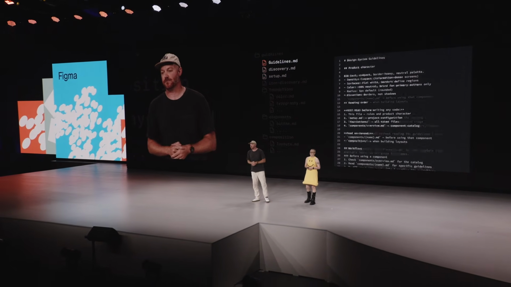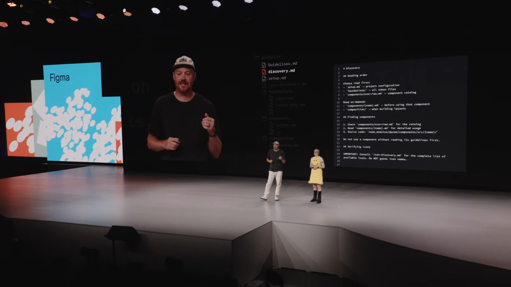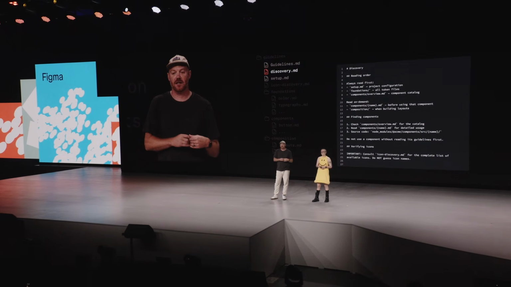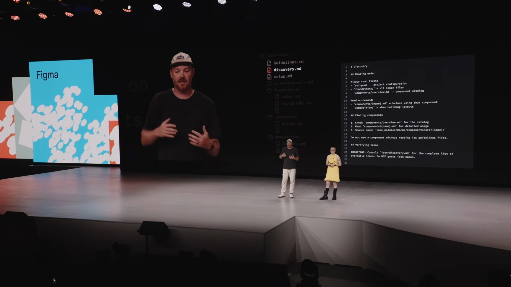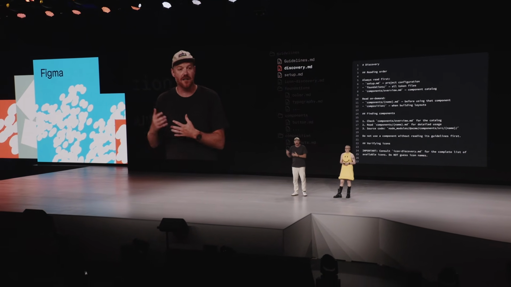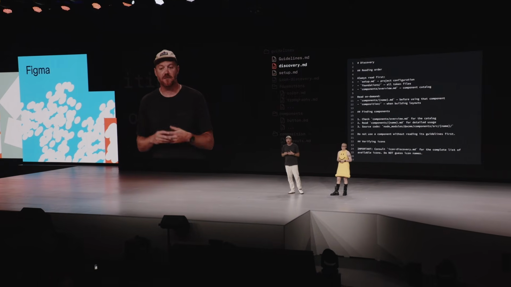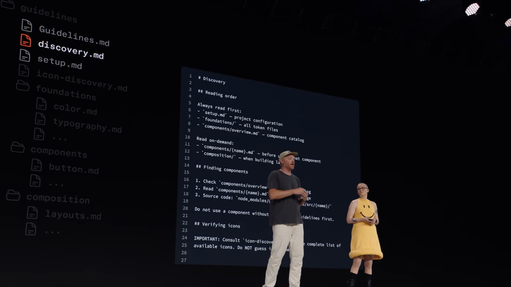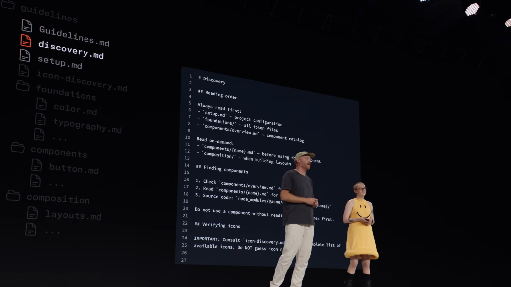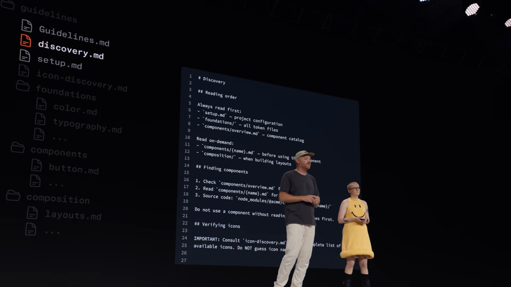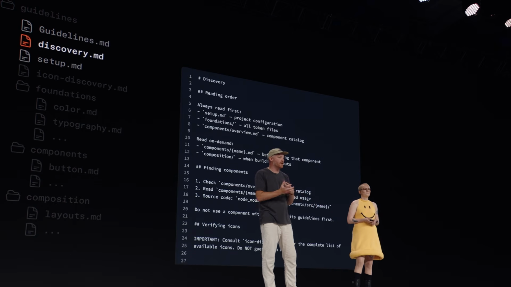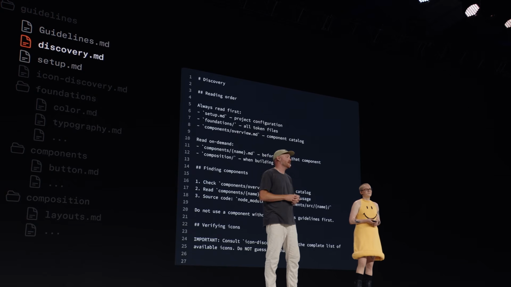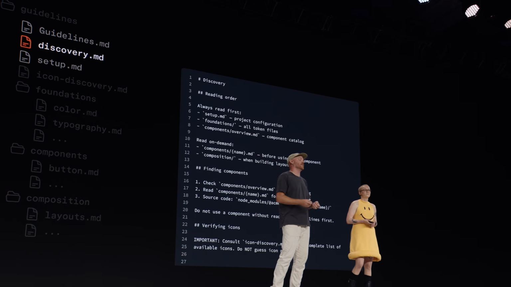The discovery file teaches the agent how to navigate. It explains where to find component guidance, source code, stories, docs, and icon references. And it's valuable because it's not just listing folders, but it tells the agent where to look and when and how to verify its decisions. This file also helps prevent hallucinated components, properties, imports, and icons by making their discovery explicit.